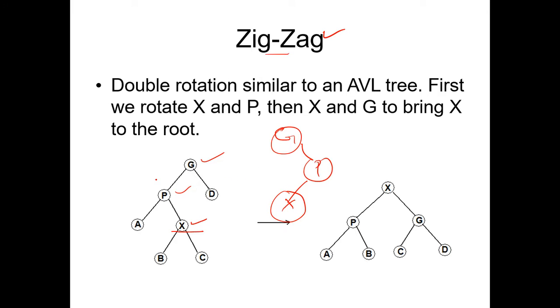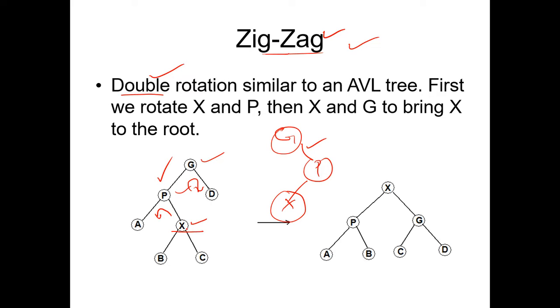So either this situation or this situation. These situations are said to be zigzag situations. In this you're going to have double rotation. First, if you take this particular situation, you will first apply a left rotation on its parent, and then you apply the right rotation on its grandparent in order to bring X onto the root.